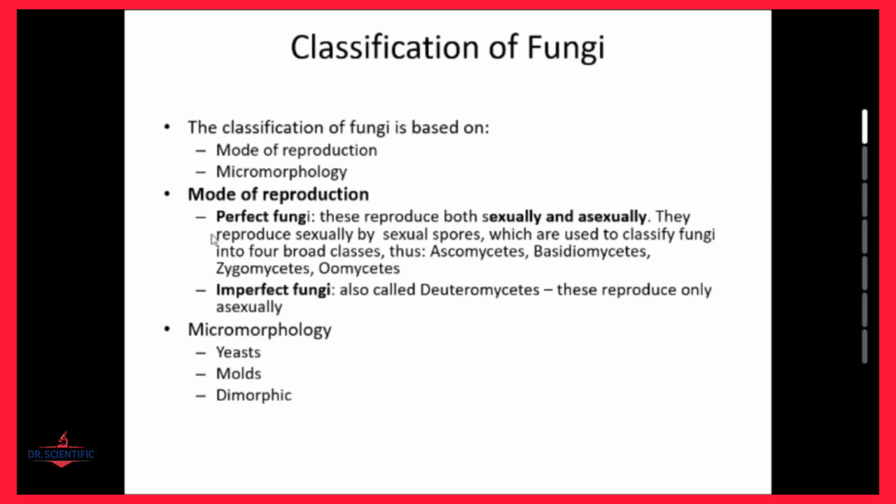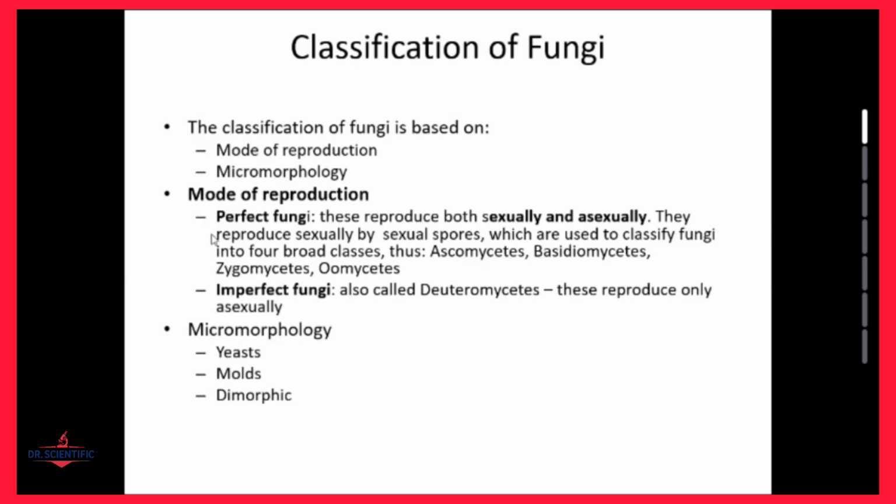We have what we call Ascomycetes, Basidiomycetes, Zygomycetes, and Oomycetes. These four classes are under the category of perfect fungi, classified based on sexual reproduction, where it has spores. Then we have another category, what we call imperfect fungi.